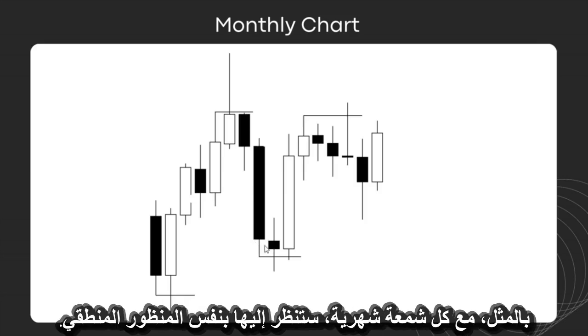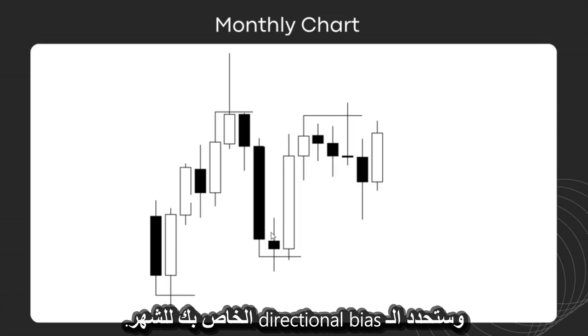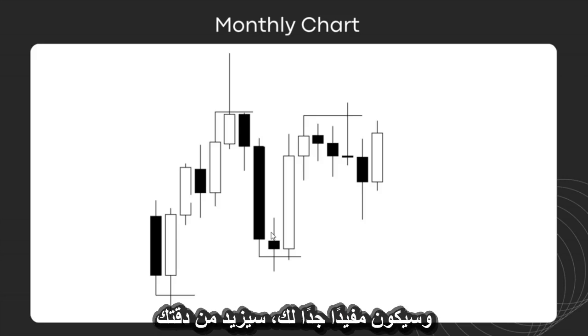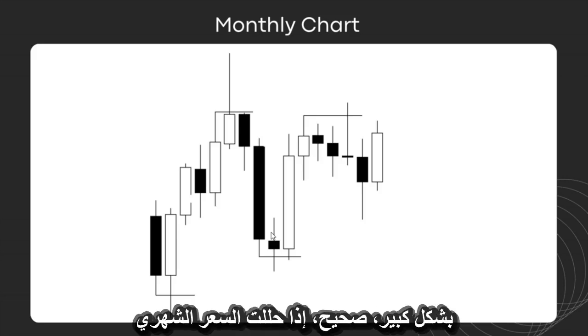Similarly, with each monthly candle, you're going to look at it with the same logical perspective and principles, and you're going to determine your directional bias for the month, and that will assist you in your trading and be really helpful for you. That is going to increase your accuracy and precision by a huge margin, right, if you analyze the monthly price action.